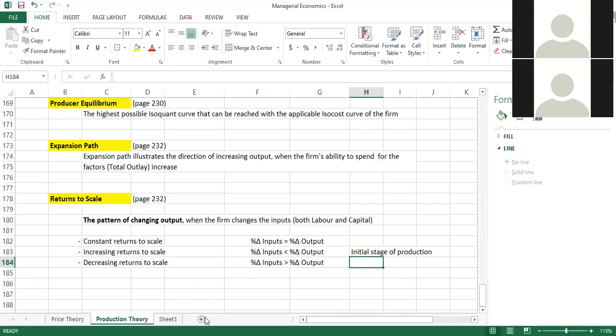Gradually what will happen? From increasing return it will move towards what? Constant return. After that, it will start to diminish. Initially increasing returns, then gradually there will be a constant return. But there will be diminishing or decreasing returns when the output reaches a very large level. So that is the normal pattern.